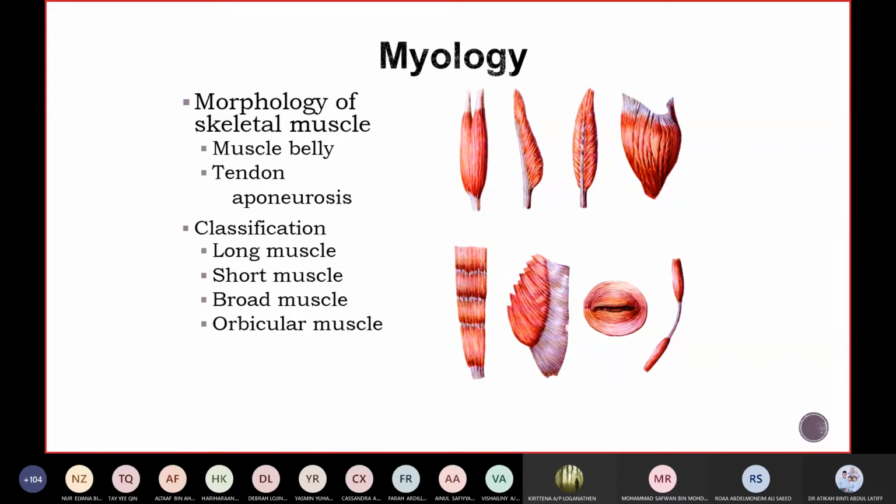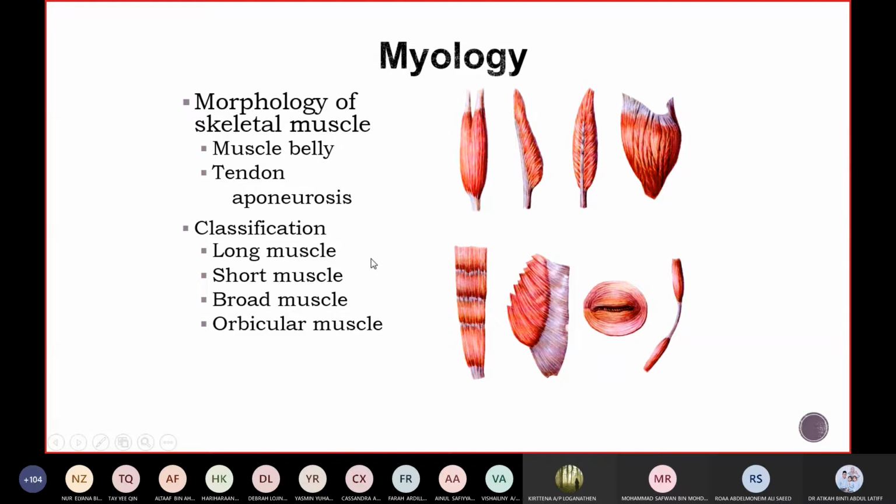In terms of morphology of the skeletal muscle, it has a muscle belly. The pink or red orange area here is the muscle belly, and the white bits here are the tendons or aponeurosis. In certain areas they have aponeurosis, which is a thin sheet that I will show you a picture of in a bit. But in most muscles they have tendons, which help to attach the muscle to bones.